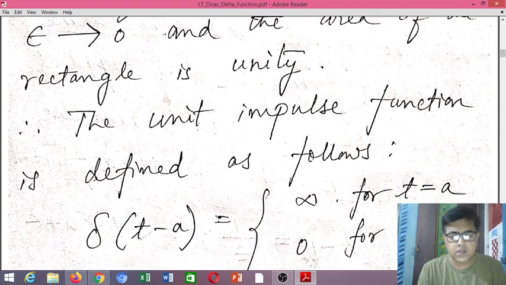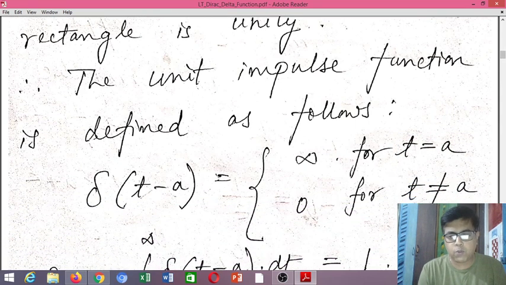It is defined in this manner: with respect to a particular point a, delta t minus a will be equal to infinite for t equal to a and will be equal to 0 for t not equal to a, because in the previous definition from a to a plus epsilon, if you make epsilon tend to 0, then t becomes equal to a, where the value of the function becomes infinite. So delta t minus a will be infinity for t equal to a and will be equal to 0 for t not equal to a.